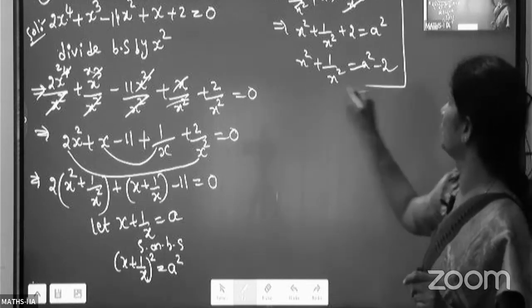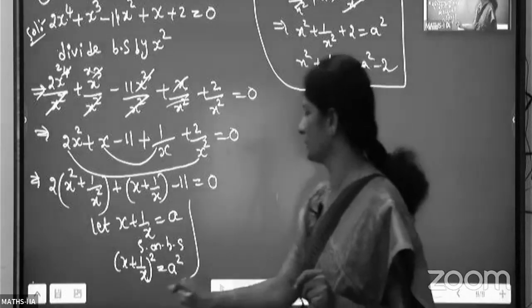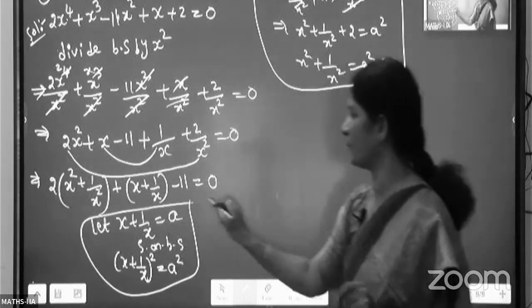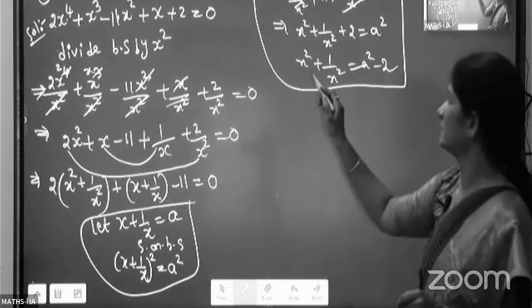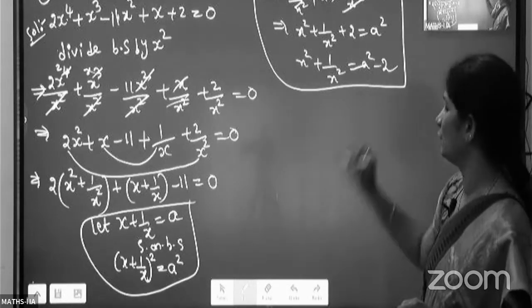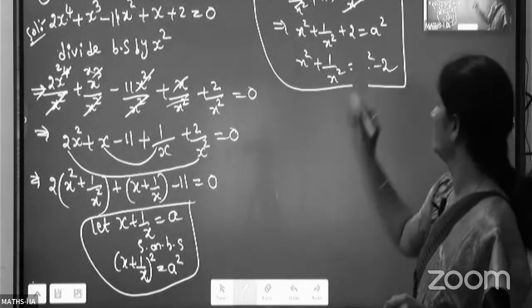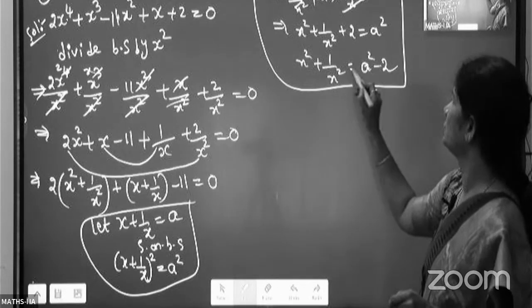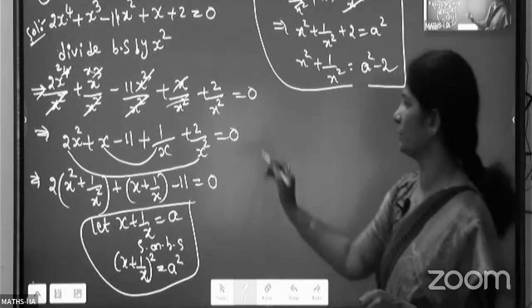This is the substitution for the first part. In the exam, you need not do this whole part. Just remember, when you take x plus 1 by x as a, x square plus 1 by x square value can be replaced by a square minus 2. Simply you can replace. Okay. Now, go to the question and substitute.